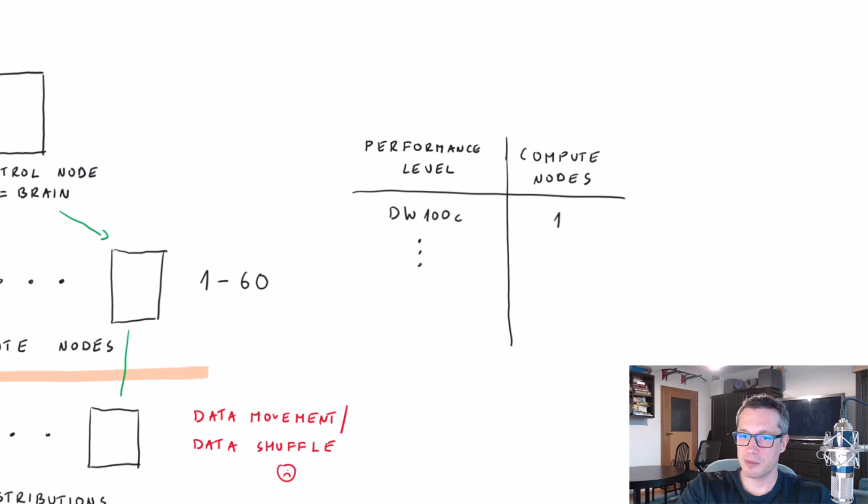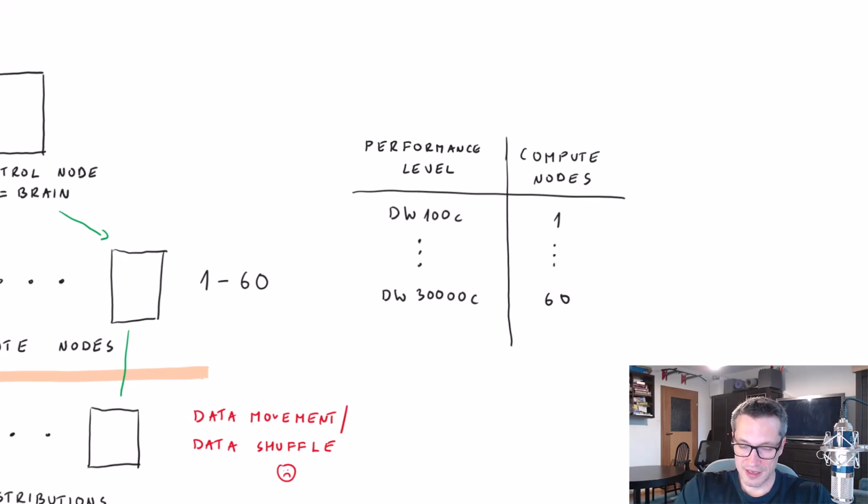Then there are multiple levels that you could choose in the middle, and you can end up with the most expensive version that is called DW30,000C. Like so. And in this case, you will have exactly 60 compute nodes, the most powerful version, where every compute node would have only a single distribution it works with. So it should be the fastest one.